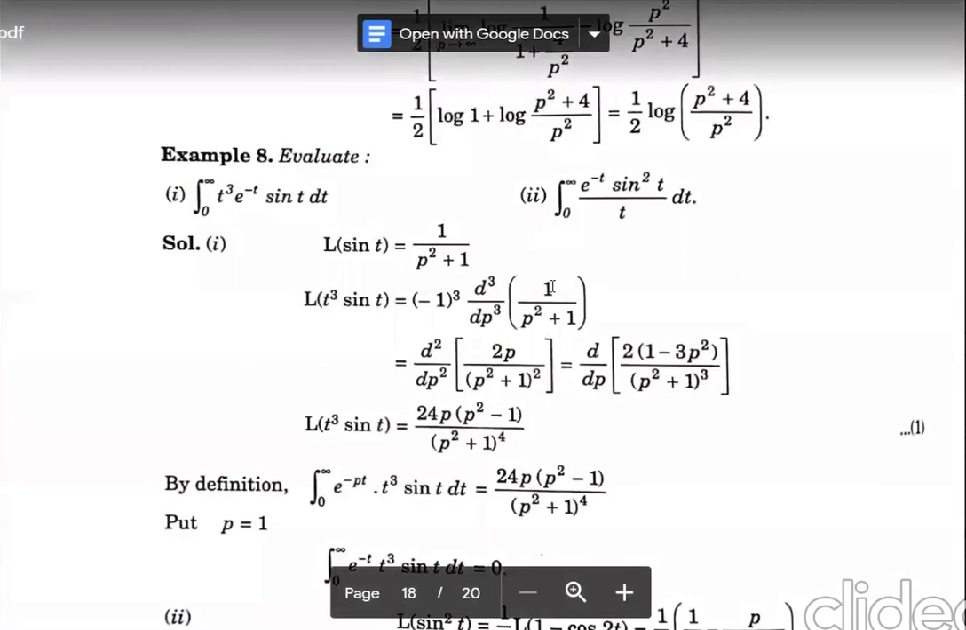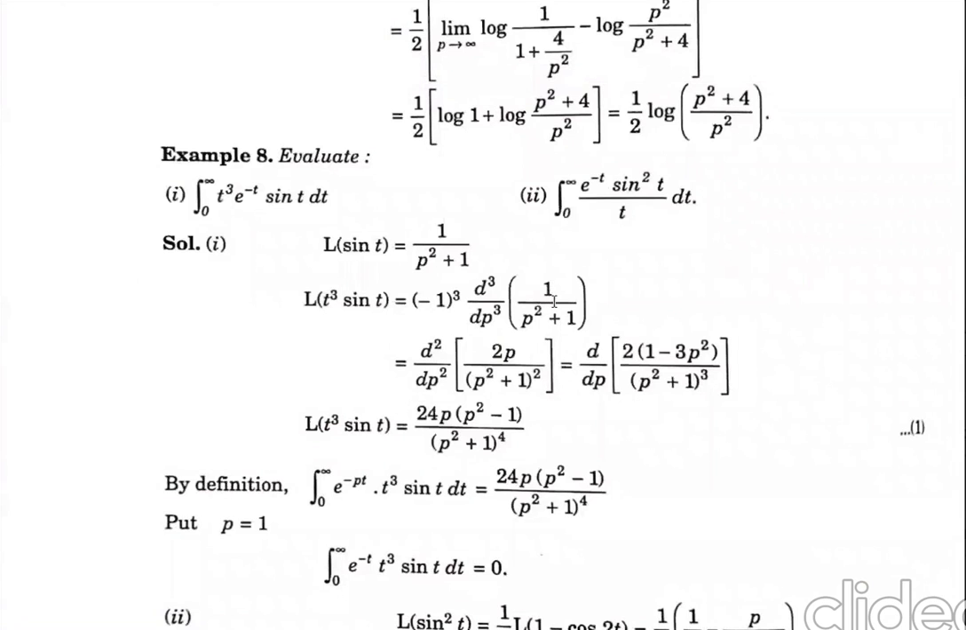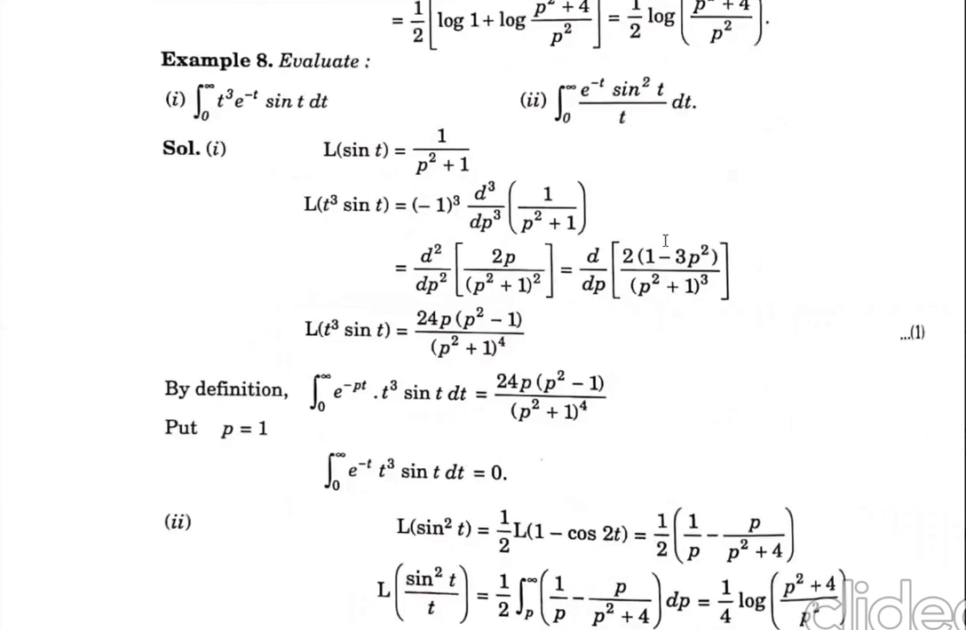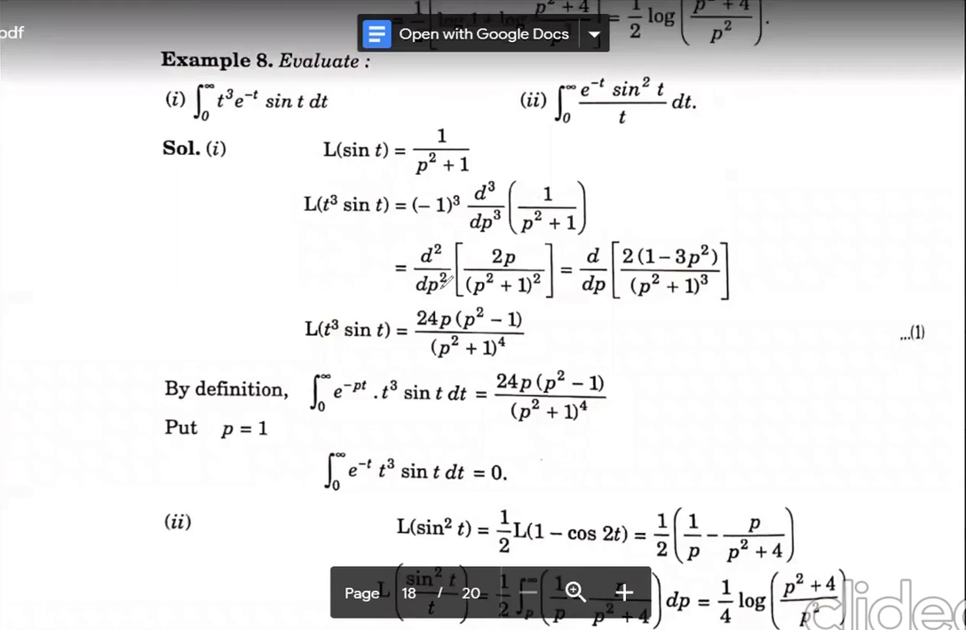So there are many problems that you can do. Now see this problem. It has been given in another way. Your question is: evaluate the integral from 0 to infinity of t cube e to the power minus t sine t dt.